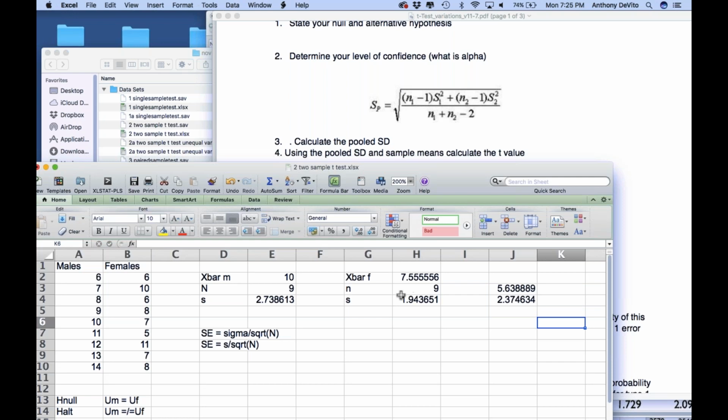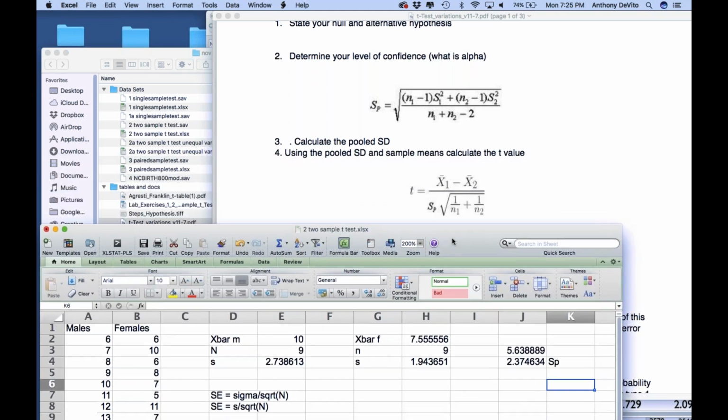Well, let me see something here. The standard deviation of this group was 2.73. Of this group it is 1.94. The sample sizes are the same, so it seems reasonable. It's in between the two, right? Now, the sample size could have been different, so it would have affected where it came between the two. But now that is our pooled standard deviation, right? So now I'm going to go into our t calculation.